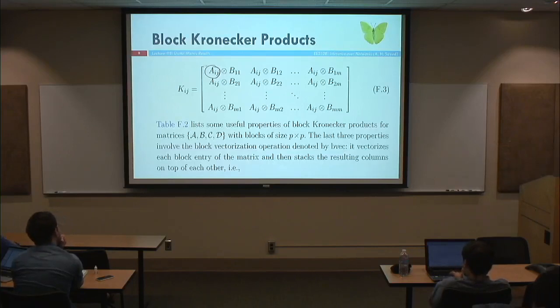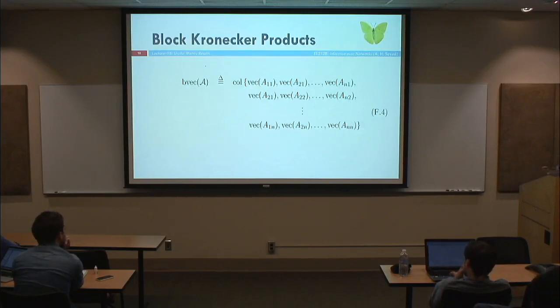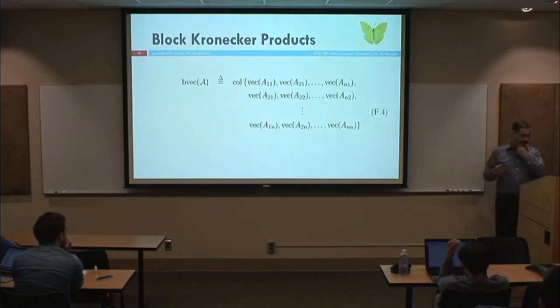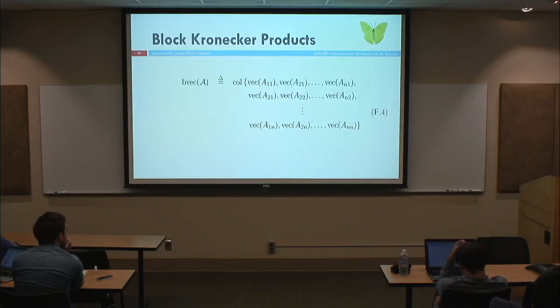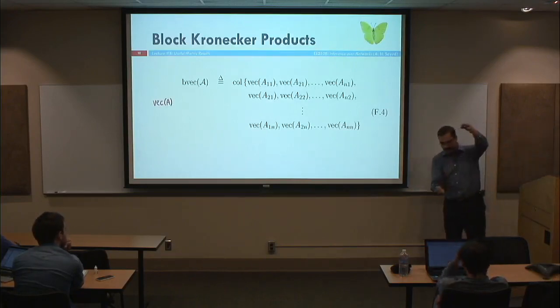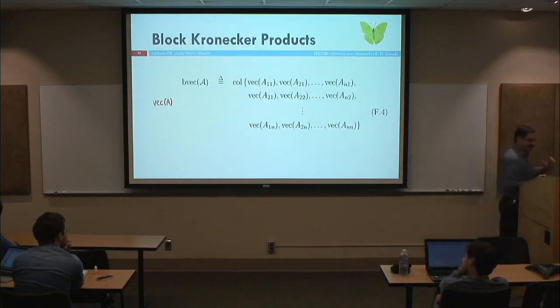Now, the block canonical product also has useful properties. For that, I need to introduce the B-vec operation. Before, I explained the vec of some matrix A. What was that? You put the columns one under the other. The B-vec is a block version of that, okay? B-vec of A.